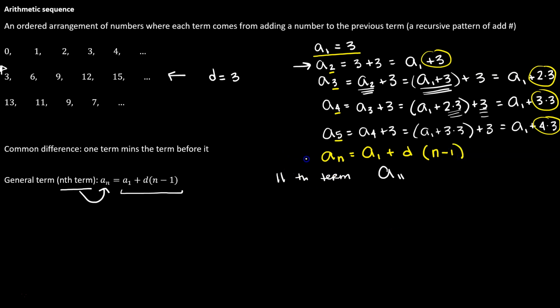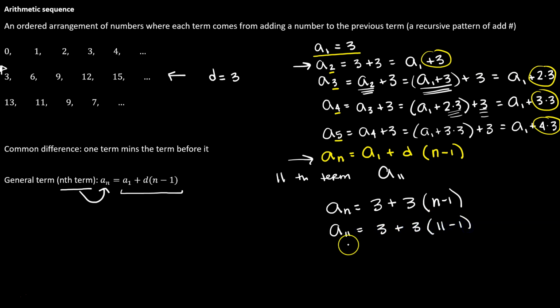Now that we see how to come up with this general form, we can use it to calculate, say, the 11th term. Our common difference was 3, so our general term looks like our first term, 3, plus our common difference, 3, times n minus 1. And then I can use my general term to find the 11th term just by replacing n with 11. So the 11th term looks like 3 plus 3 times 11 minus 1, which is 3 plus 3 times 10, which comes out to be 33.